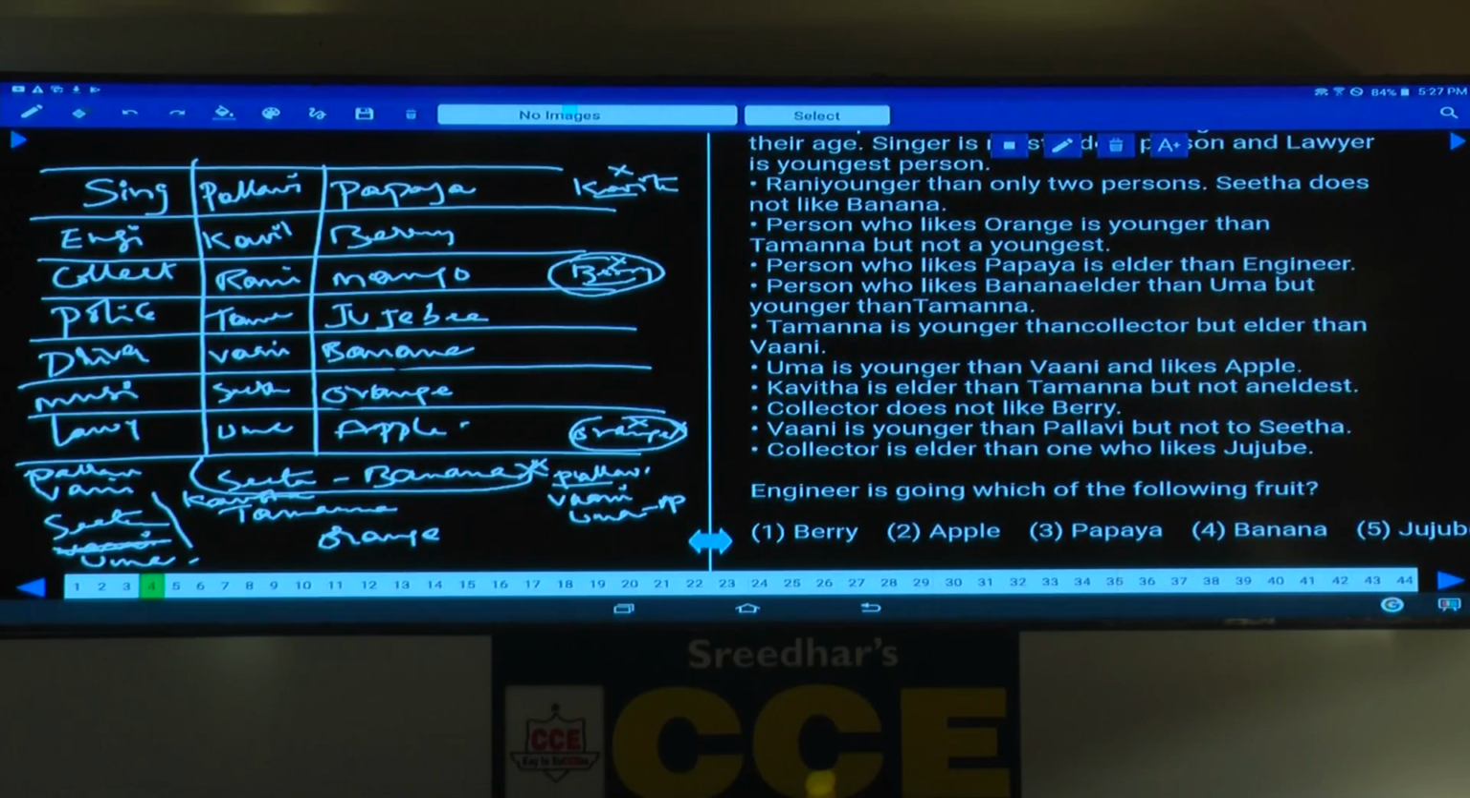Now in this fourth one, the engineer is going. Which of the following food does the engineer like? The engineer likes Berry. Berry, that is choice 1.